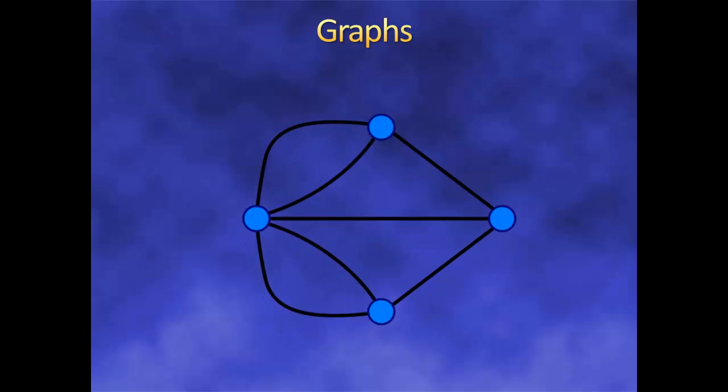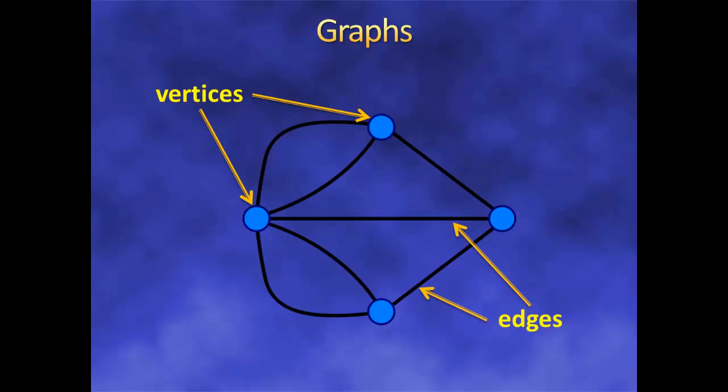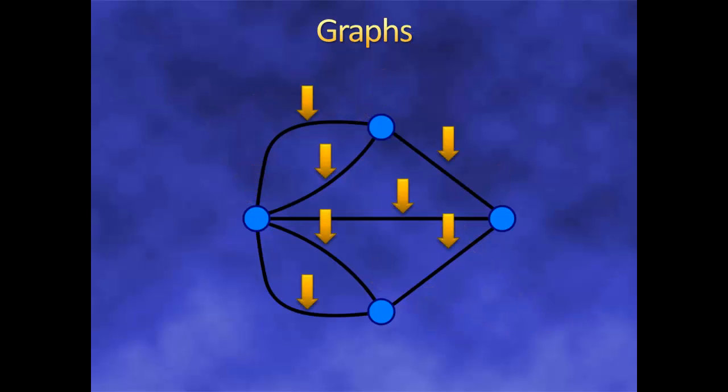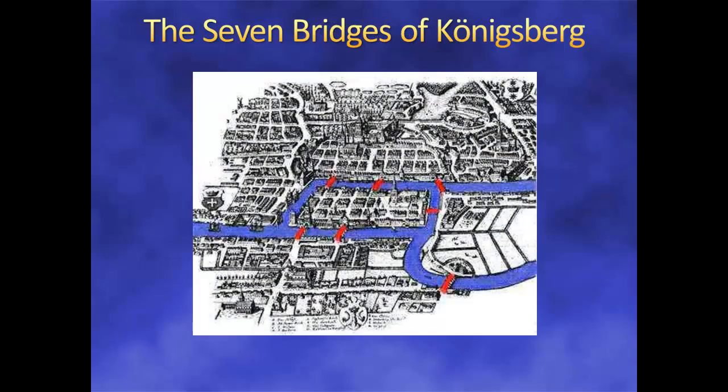A graph is a collection of points, usually called vertices, and lines, referred to as edges. So this graph has 4 vertices and 7 edges. Graphs were first studied by Leonhard Euler in 1735 because of a very interesting problem. There was a city called Königsberg in Prussia, through which ran the Pregel River. The city included 2 large islands in the middle of that river. Connecting the various parts of the city were 7 bridges.